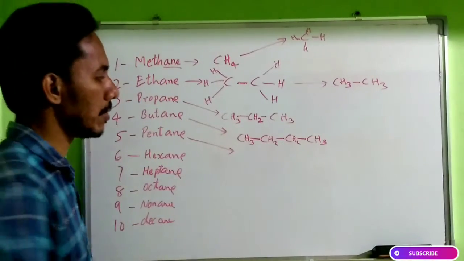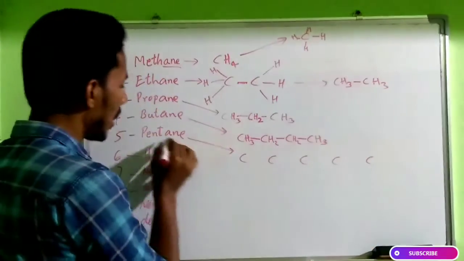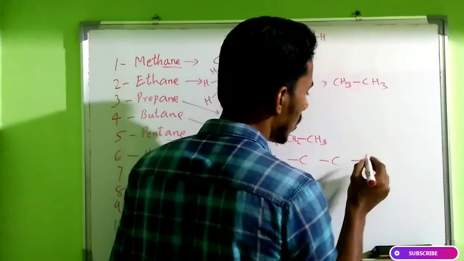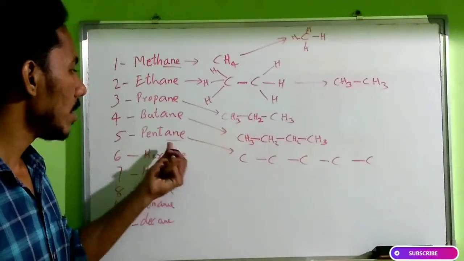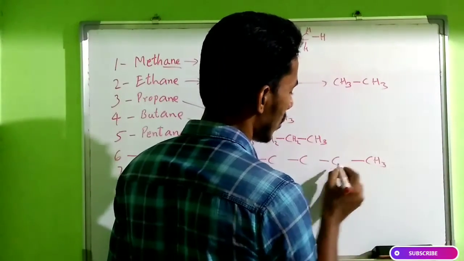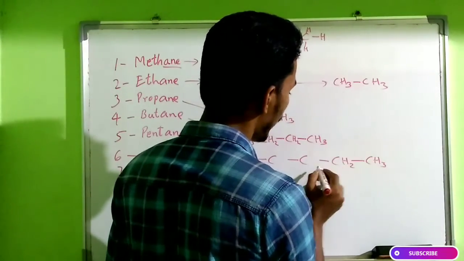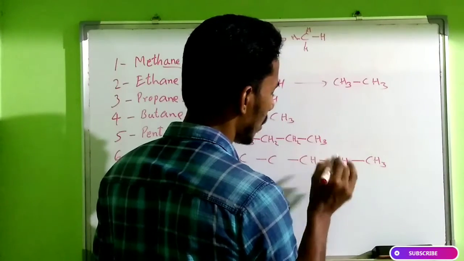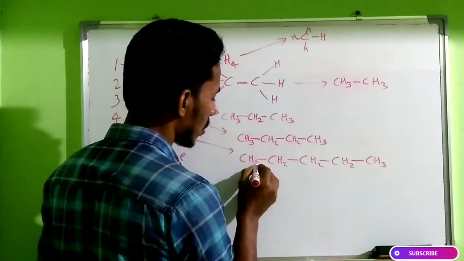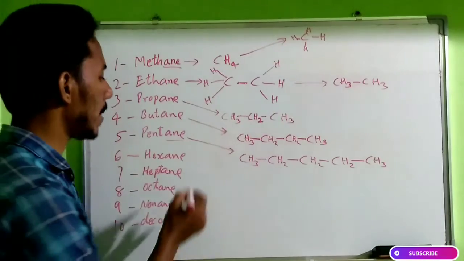Pentane. Pent means 5. 1, 2, 3, 4, 5. ANE means only single bond. Then fill the other valency. 1 is here, so H3. In the middle, 1 and 1, so 2 left. 1 only at the end. So CH3. CH3, CH2, CH2, CH2, CH3 is the representation of pentane.